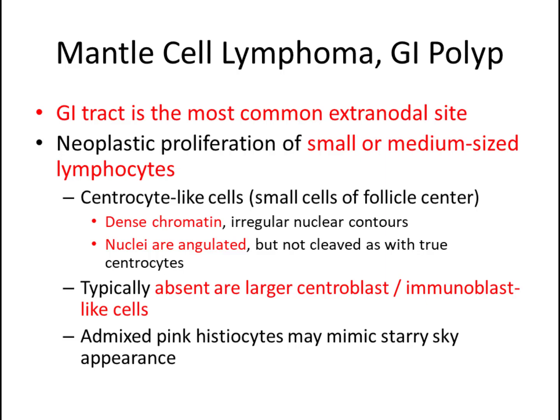They are composed of small to medium-sized lymphocytes. The principal cell type is the centrocyte-like cell. The larger centroblast-like cells are typically absent. Some cases have admixed macrophages, which impart a starry sky-like appearance. As noted, the most common site is the gastrointestinal tract.